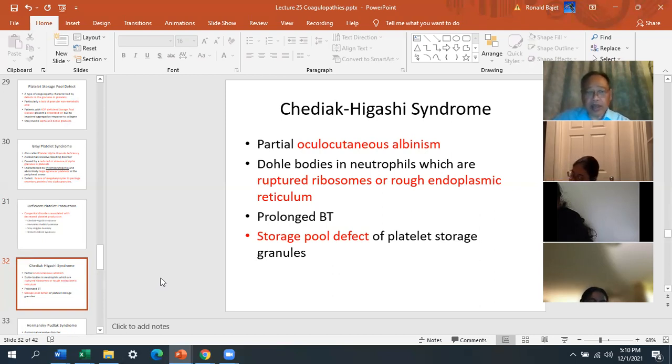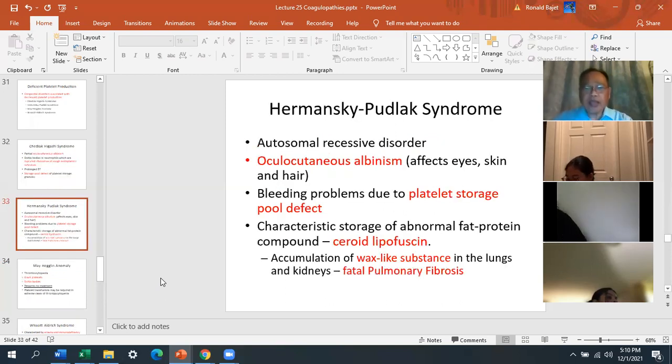Okay, so you'll have a prolonged bleeding time, obviously, or you would expect that because it's a platelet problem, and it's a storage pool defect of platelet storage granules. So the two main characteristics of Chediak-Higashi are the oculocutaneous albinism, the white skin and the pink eyes, and the presence of Döhle bodies. The next one is Hermansky-Pudlak syndrome.